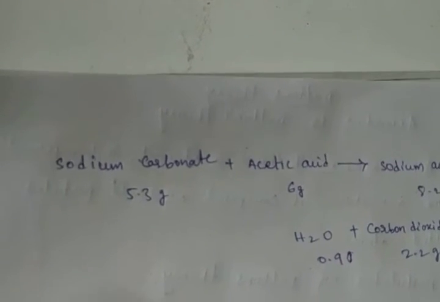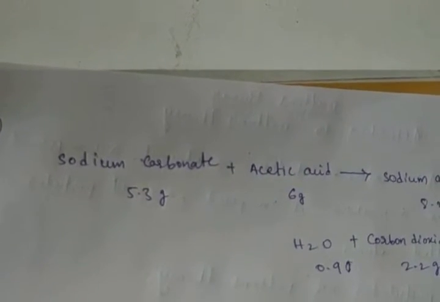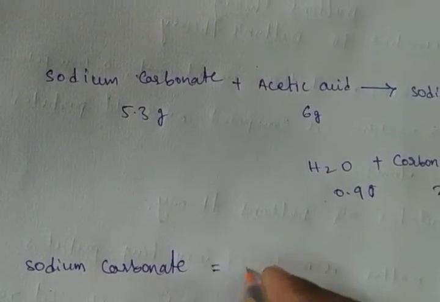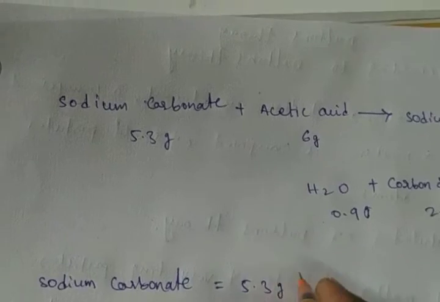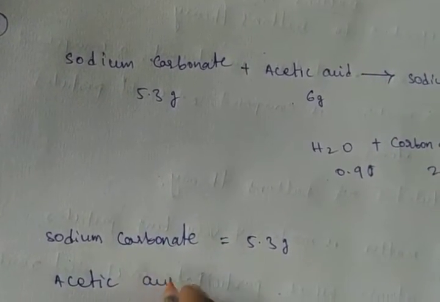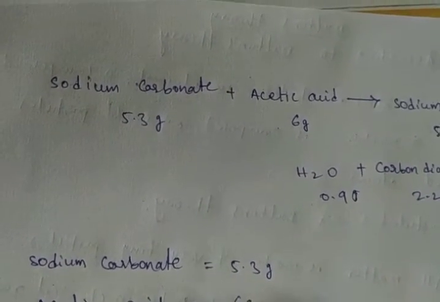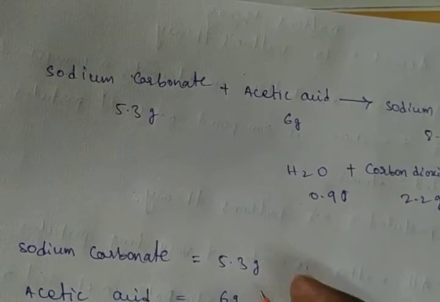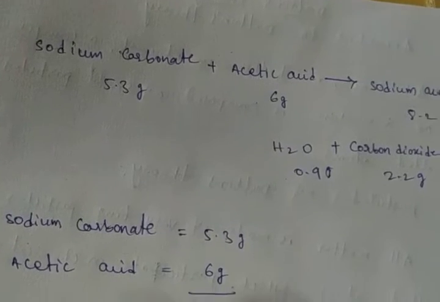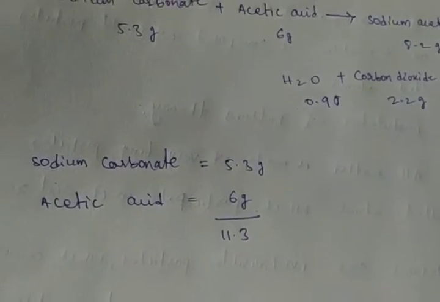Sodium carbonate, how much is given? Sodium carbonate is equal to 5.3 grams. And acetic acid, how much is given? 6 grams. Okay, 5.3 plus 6 is equal to 11.3. This is the reactant mass.